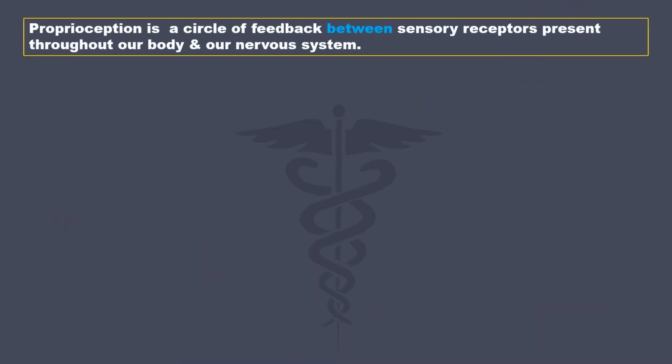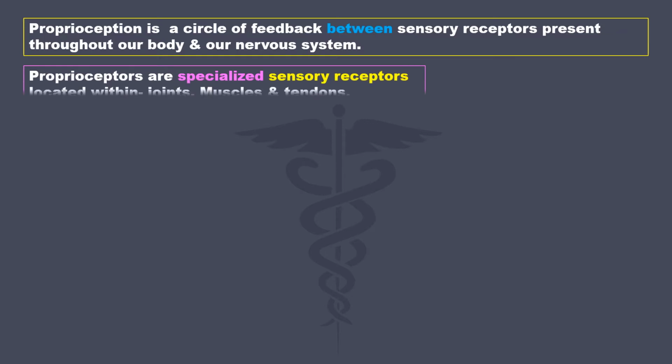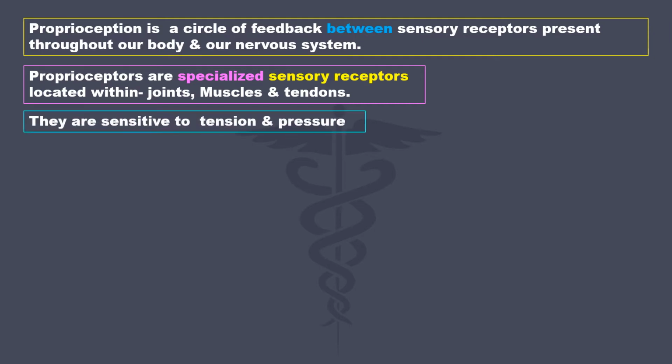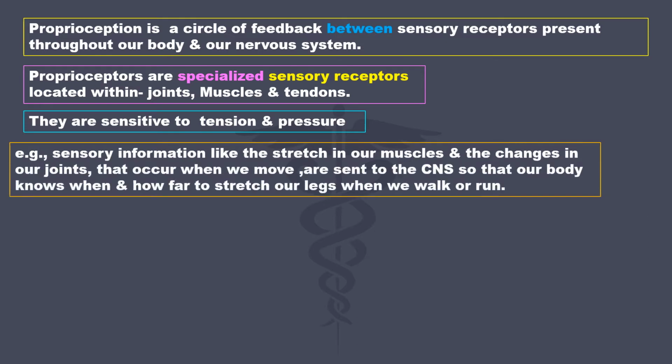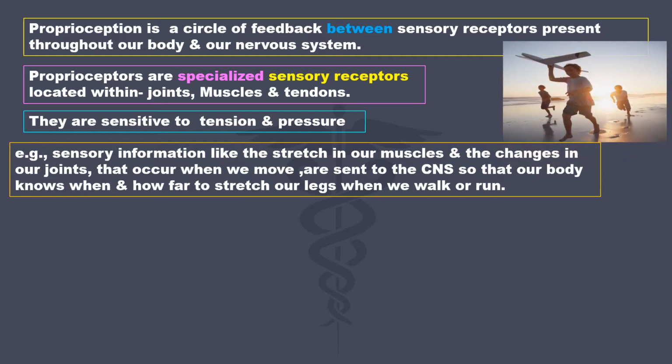Proprioception is a circle of feedback between sensory receptors present throughout our body and our nervous system. Proprioceptors are specialized sensory receptors located within joints, muscles, and tendons. They are sensitive to tension and pressure. Example, sensory information like the stretch in our muscles and the changes in our joints that occur when we move are sent to the CNS so that our body knows when and how far to stretch our legs when we walk or run.